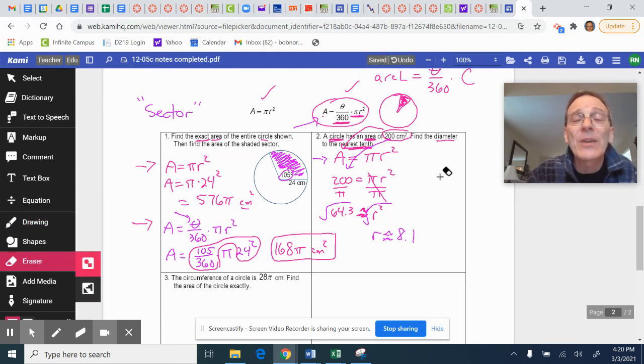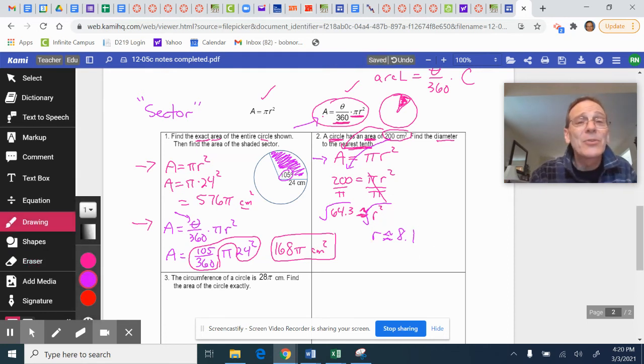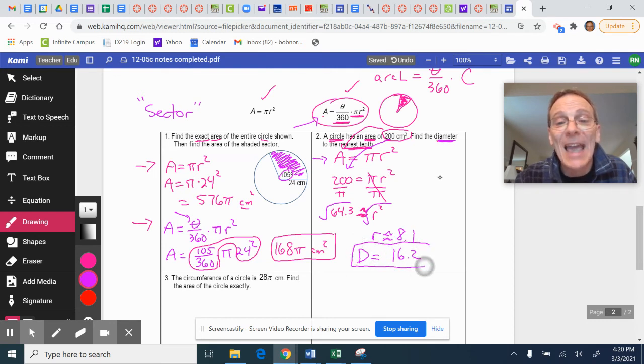Go back and reread the problem and double check that you have the answer to the question. Okay? The question was find the diameter. We haven't found that yet. Okay? I mean, it's an easy step to finding the diameter, just double the radius, but it's also so easy to forget to do that. Okay.